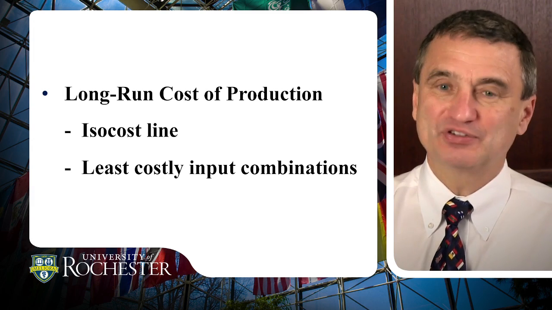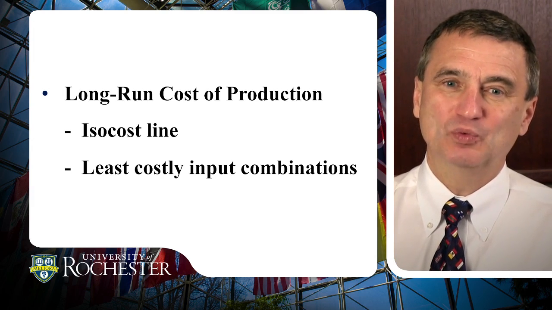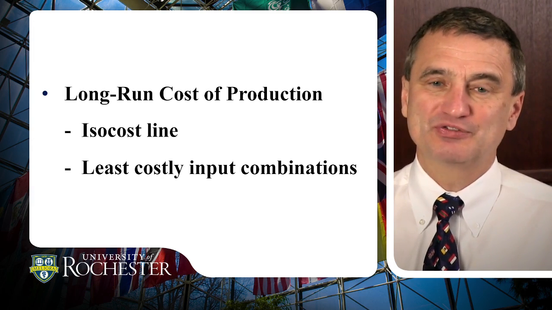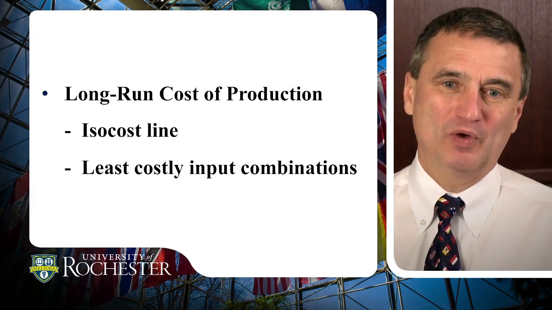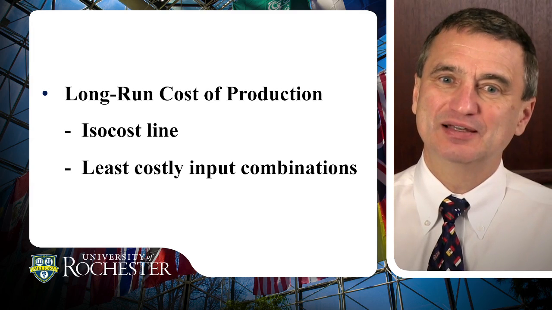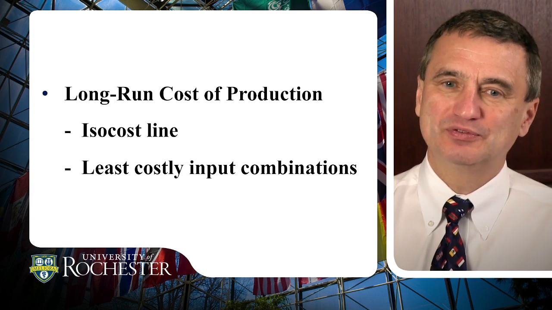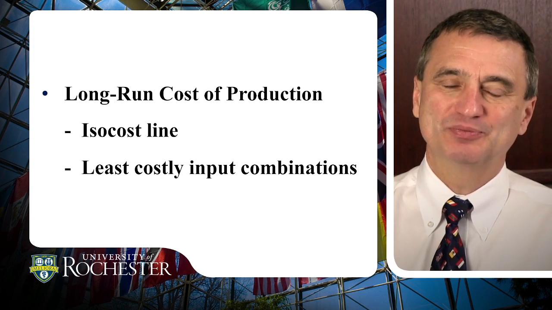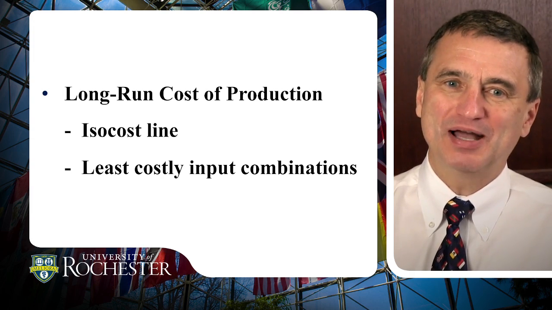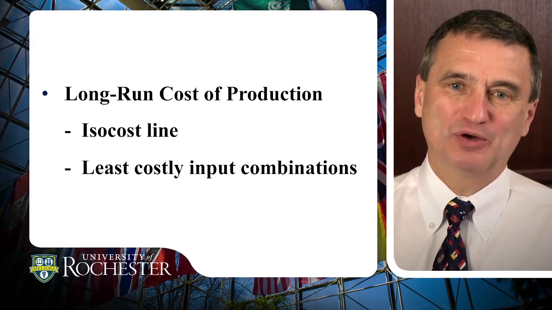We'll introduce the concept of an isocost line, which, like a budget constraint, represents all the different ways you can spend a fixed amount of money on inputs. And then we'll turn to developing what is known as the golden rule of cost minimization. How do we minimize the cost of producing any given output level?